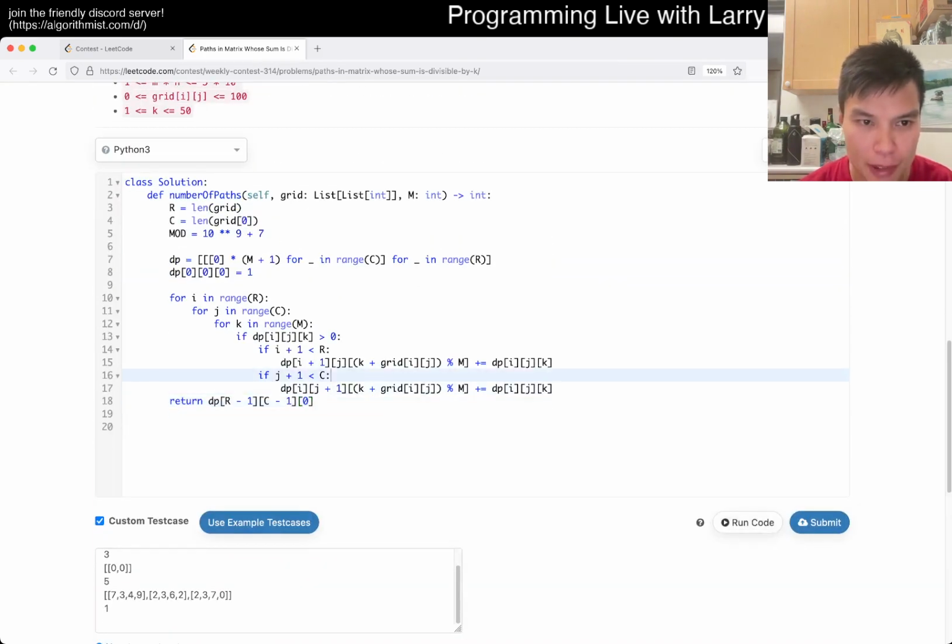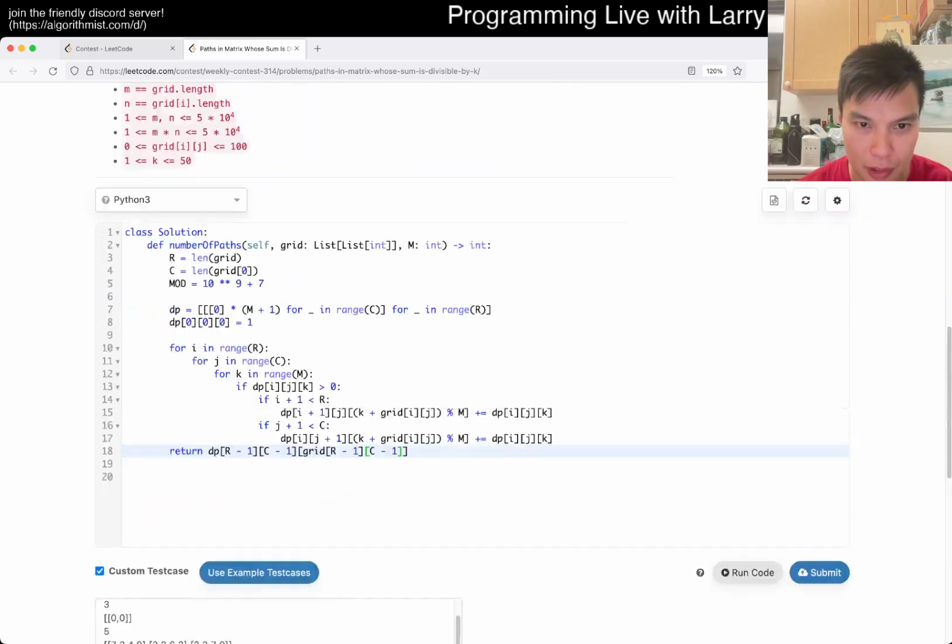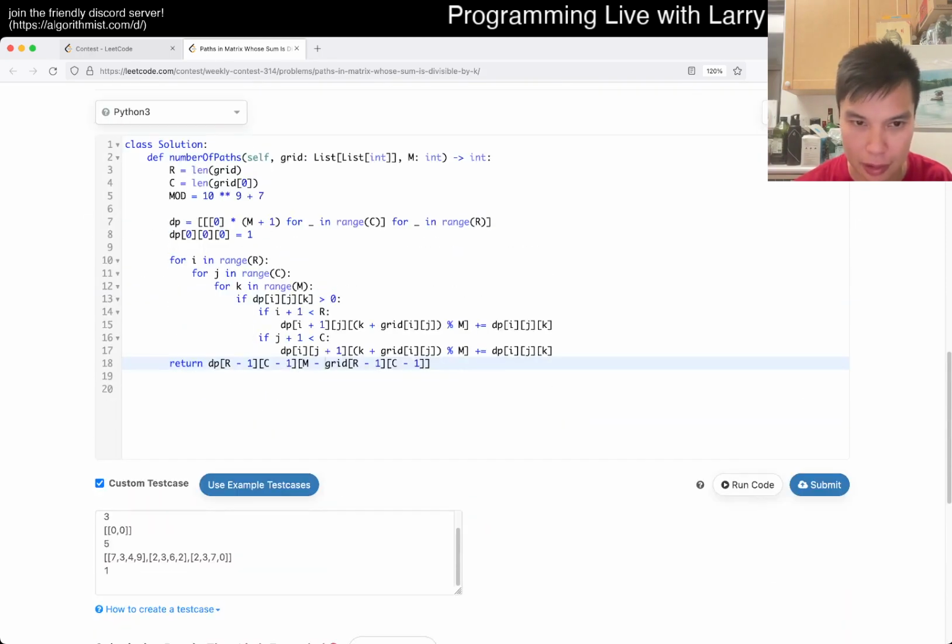Do I go out of bounds by accident? Oh, this is not right. That's why. No, this is right, but it's not quite right. I needed to offset this by grid of minus one, c minus one. Maybe the other way. Yeah, maybe the other way. Like negative of it. So m minus this.